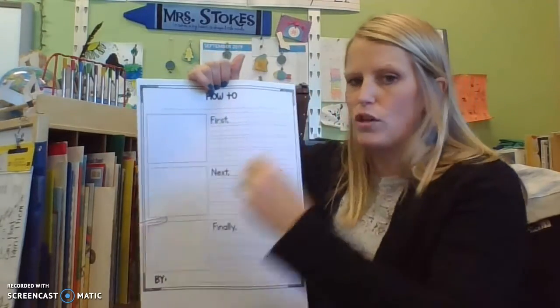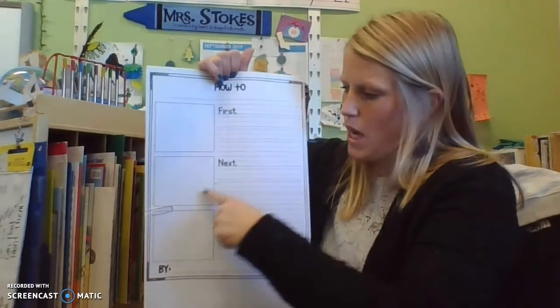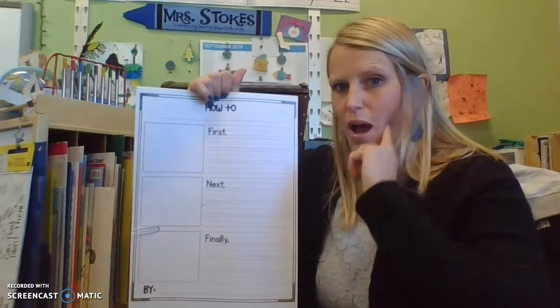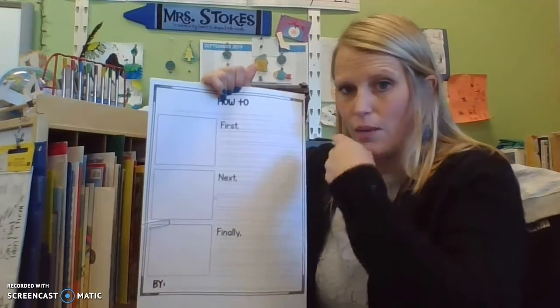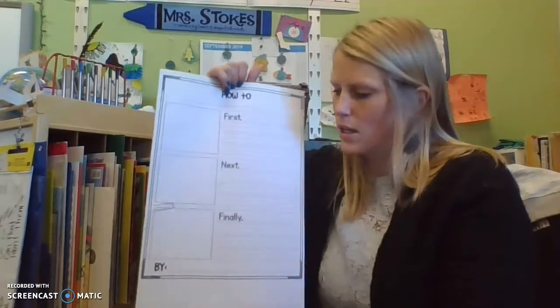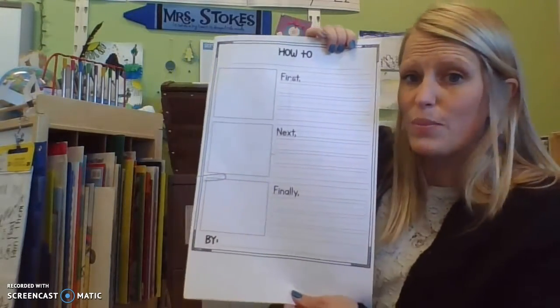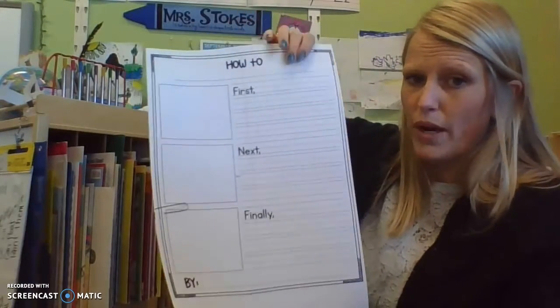So I might say, first I brush the tops. Next, I brush the outsides. Finally, I brush the insides and my tongue, right? So you can decide what you think are the most important steps because you are the expert of doing the task that you choose to write how-to about.